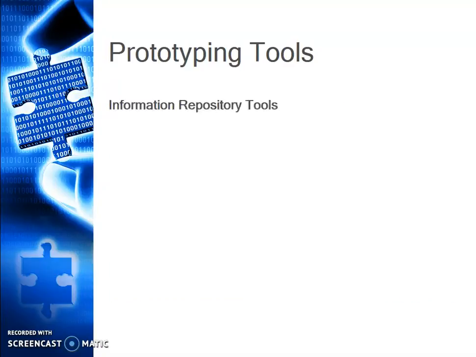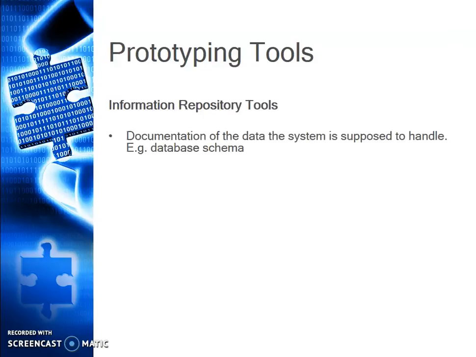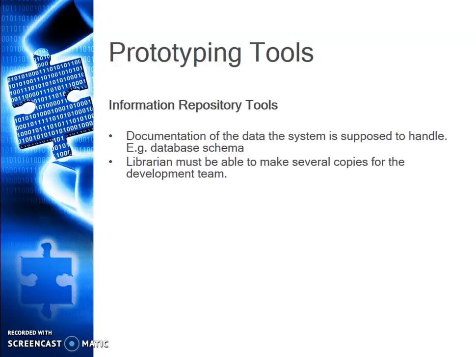Now, information repository tools. This is documentation of the data the system is supposed to handle. An example is a database schema. The librarian must be able to make several copies for the development team. Failure would result in jeopardy of the development. An example is Git. So what is Git?